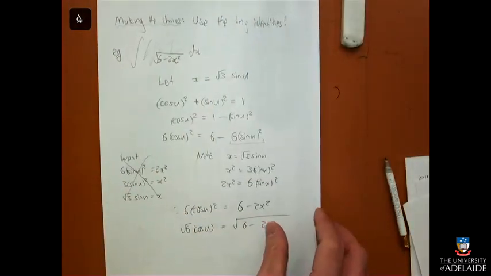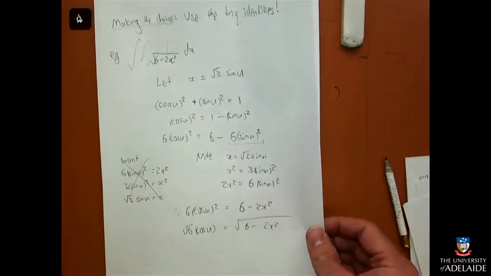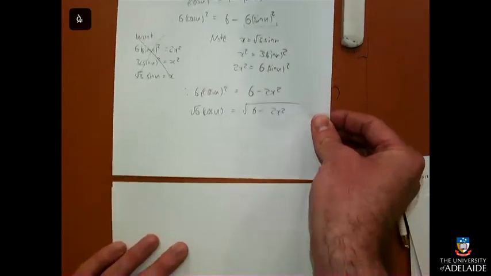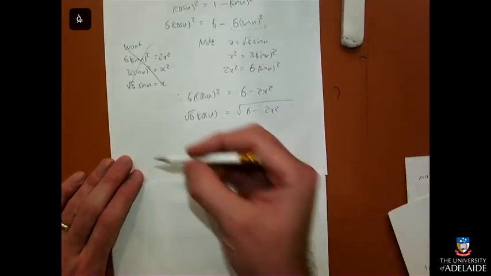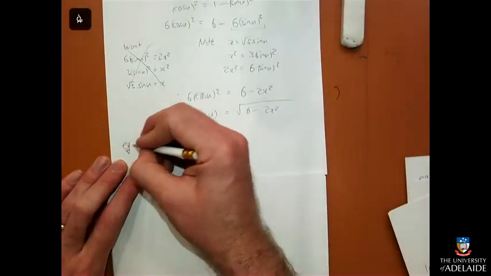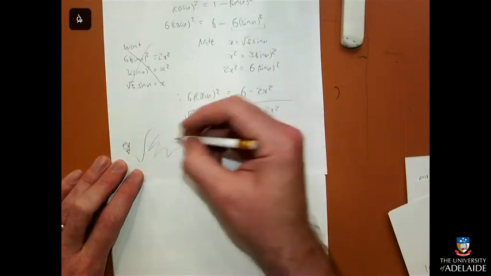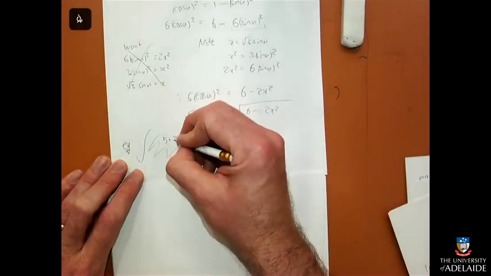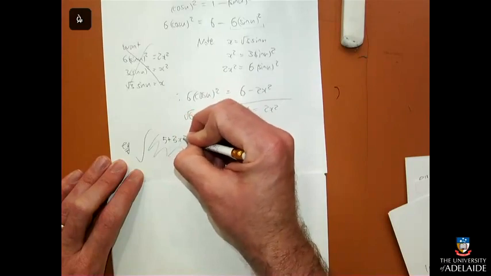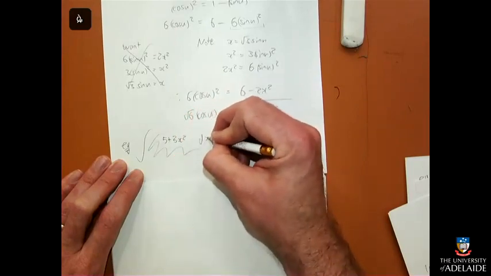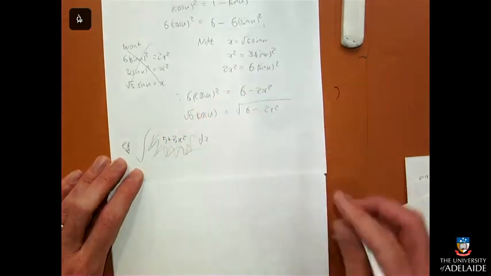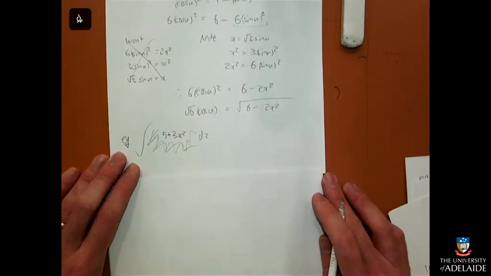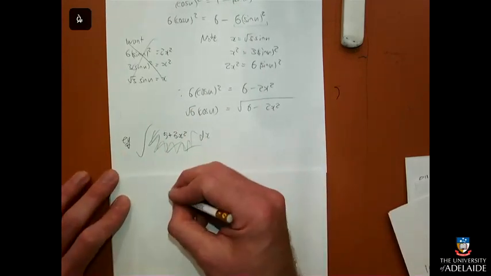So if I was going to use a tan or something, this is my integral this time. It's got all this other stuff and a 5 plus 3x squared. I could do exactly the same thing.